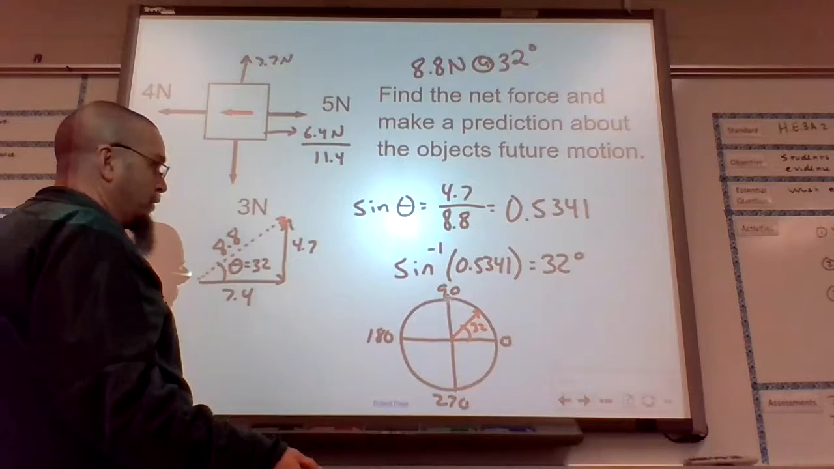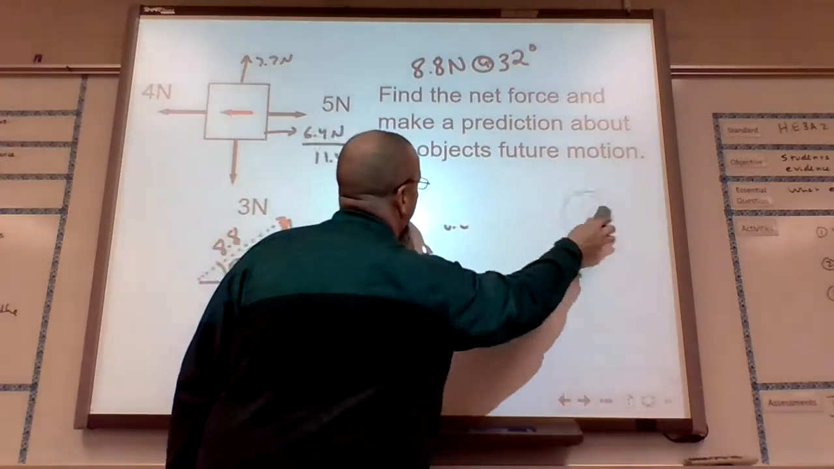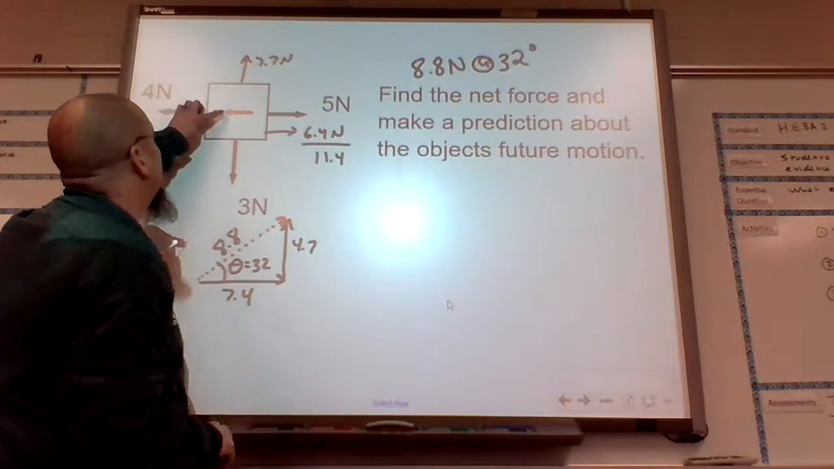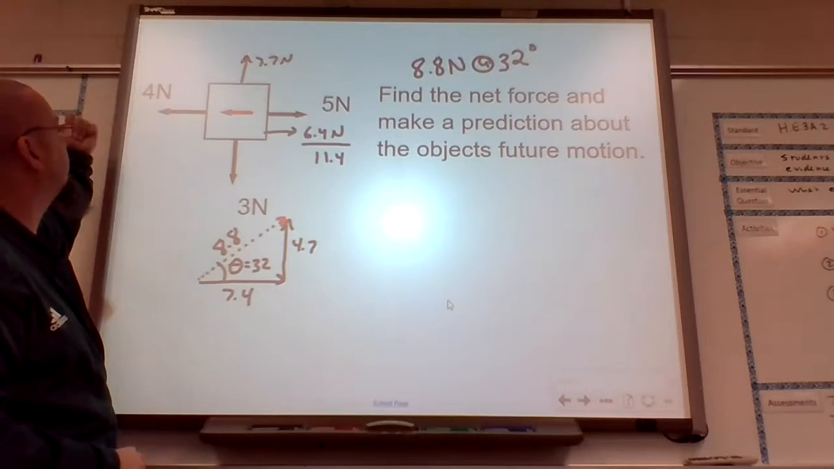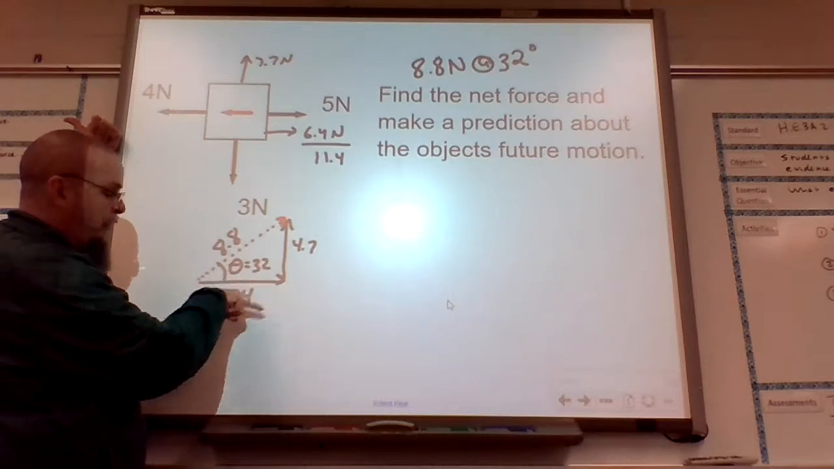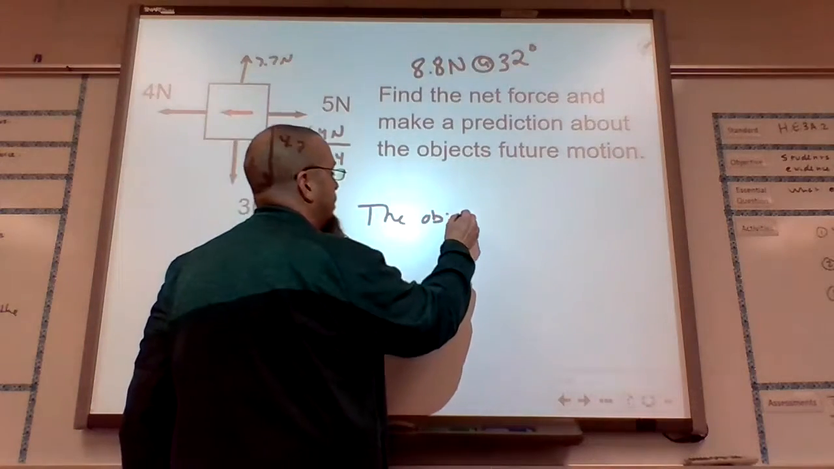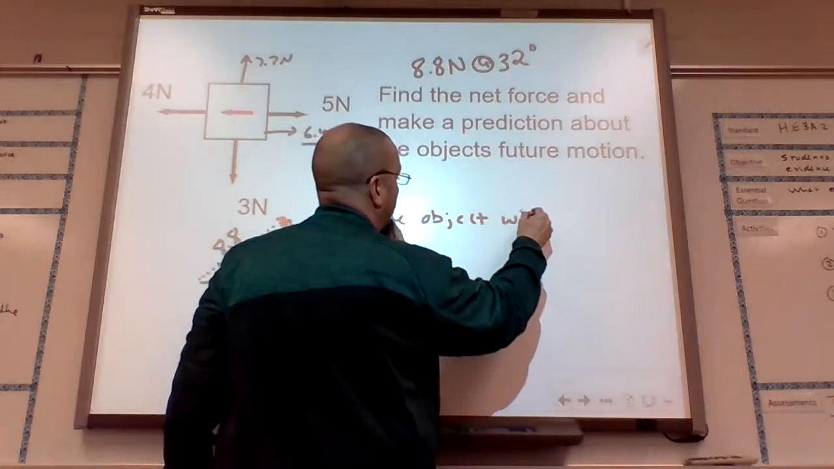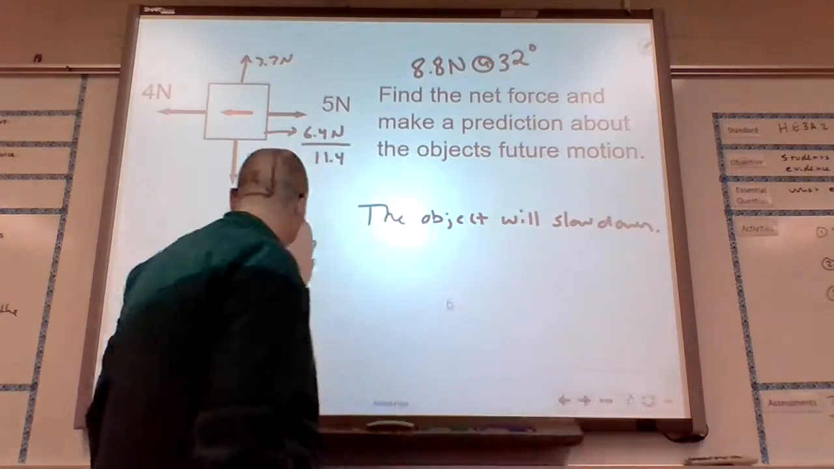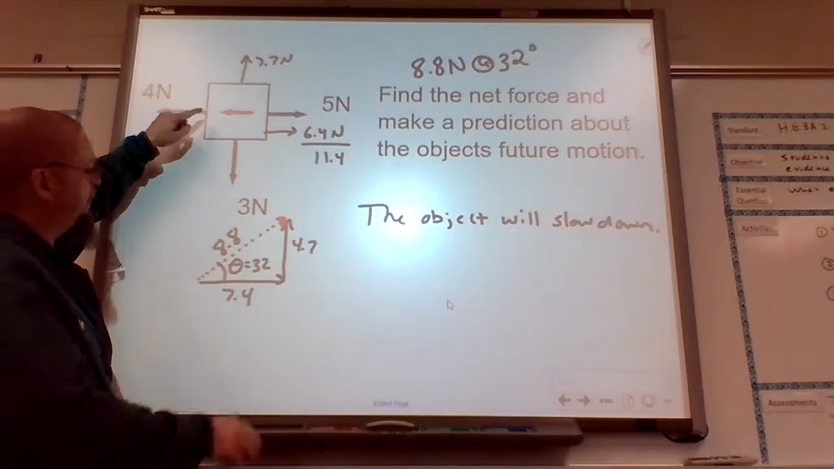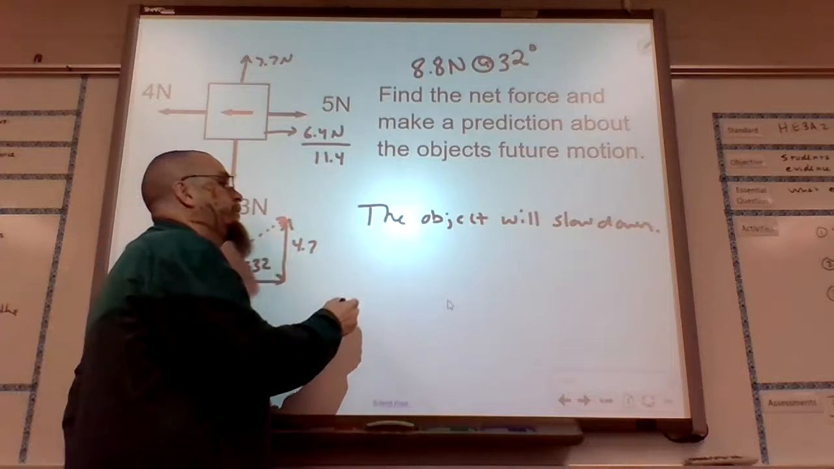Now we got to predict the motion of the object. We got to figure out what it's going to be doing in its future. And for that, we look over here and compare its motion with our vector. It's moving to the left. Our vector has a component to the right in the opposite direction. This object will slow down. Get motion to the left. There's a certain component that goes up, 4.7, so it will turn upwards.